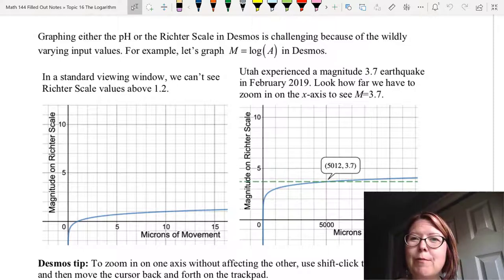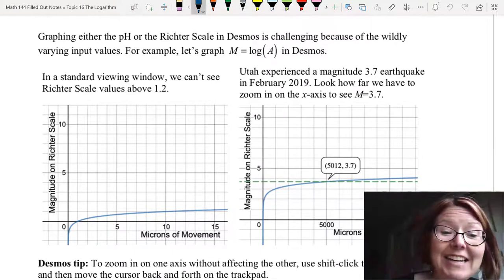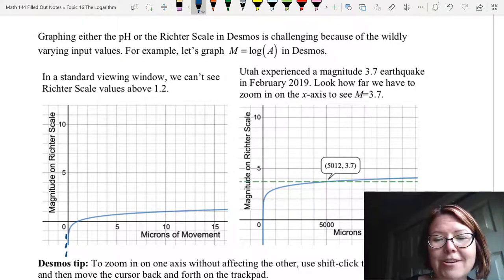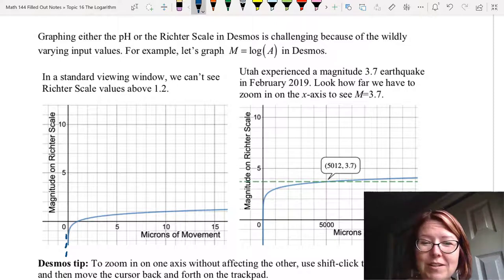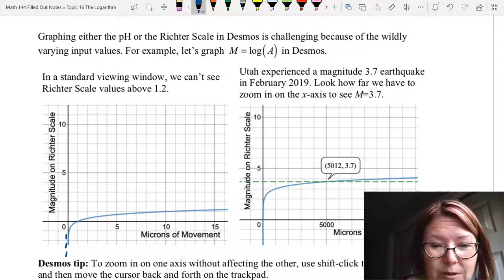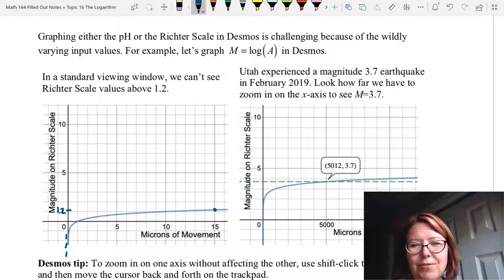So we're going to graph m equals log of capital A in Desmos. If we graph this in a standard viewing window, we see a logarithmic function. It has a vertical asymptote on the y-axis, and it's gradually growing. But in a standard viewing window, and let's just look from 0 to 10 for the Richter scale on the y-axis, and maybe from 0 to 15 on the x-axis, if that's all we look at, we actually can't see any values of the Richter scale above 1.2 on this graph. So 1.2 is right around 15 microns of movement. So we're not getting a very good view of the scale.